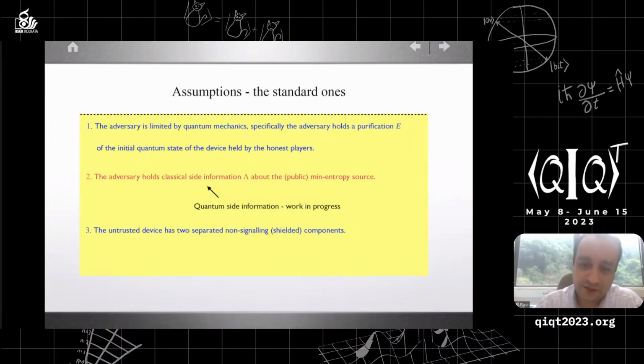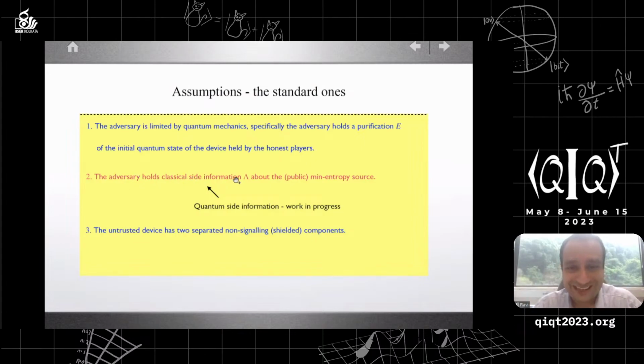It's an amplification protocol for a single block min entropy source using quantum resources in the device-independent setting against a quantum adversary. So let me state exactly what the assumptions are. The adversary here is limited by quantum mechanics in this particular protocol for the min entropy source, which means that the adversary holds a purification of the quantum state of the device held by the honest player. So Alice and Bob hold these devices, and the adversary holds a purification of the quantum state of the device, which means the adversary has some quantum system that is entangled with the device held by the honest players.